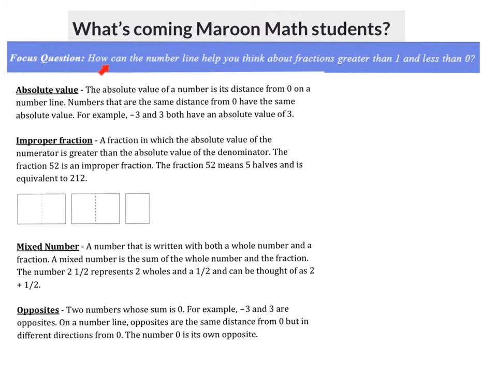So our focus question is, how can the number line help you to think about fractions greater than 1 and less than 0? You'll work through it with your group, asking and answering questions to students, and when you finish with the book problem, you go on and do your packets, and then we always follow up with some practice on Khan Academy.